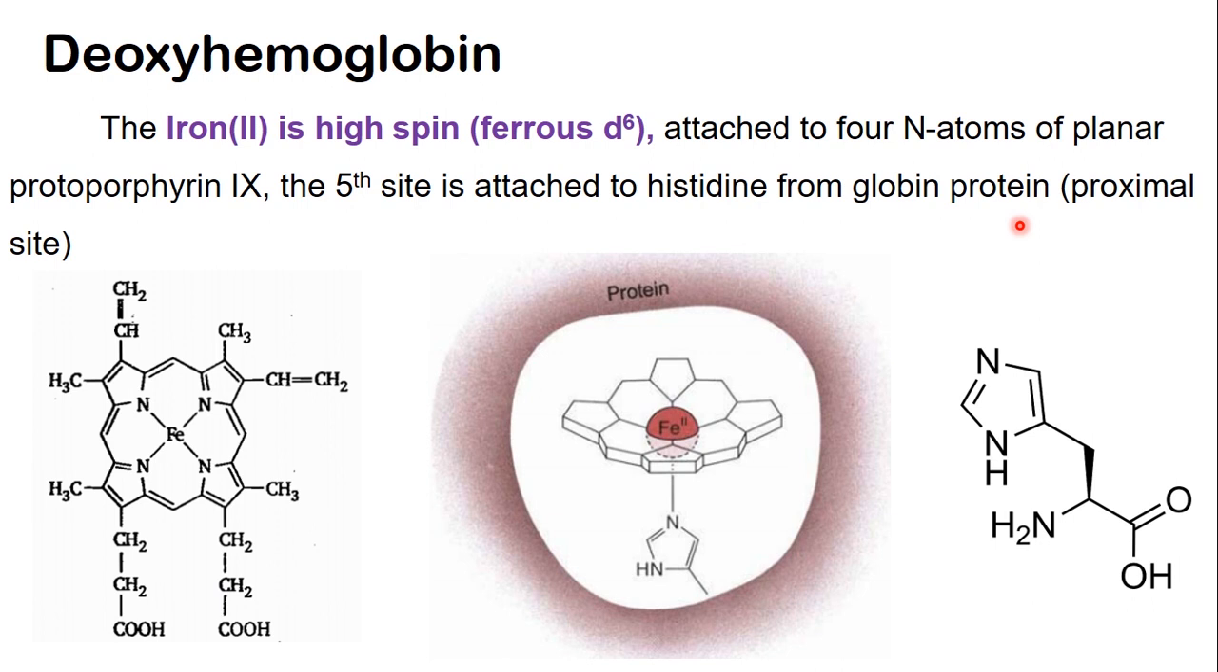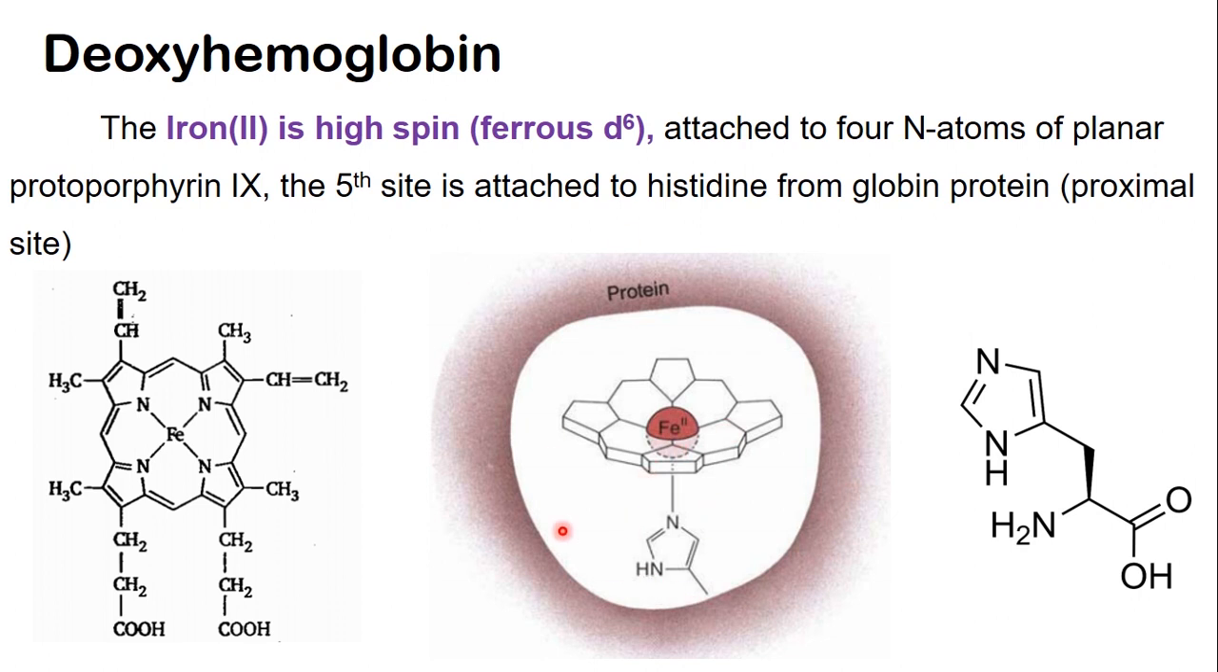Then we'll see in detail about deoxyhemoglobin. So I hope this is interesting for you. Deoxy, as the name says, means there is no oxygen. So this is the structure. You can see this is one subunit. Here it contains the Fe2 plus porphyrin structure, and this is the protein.